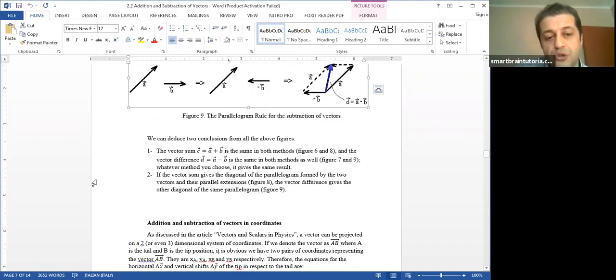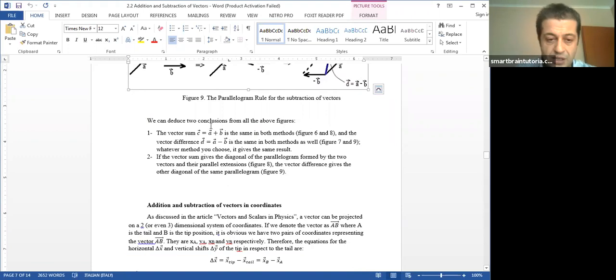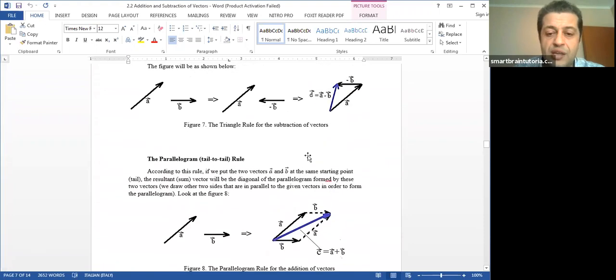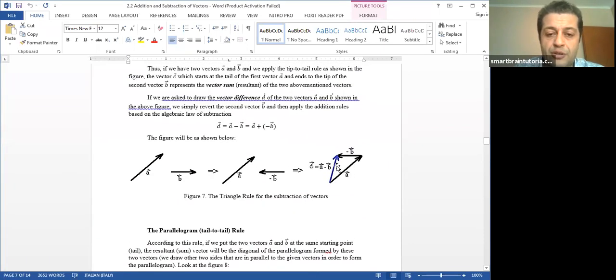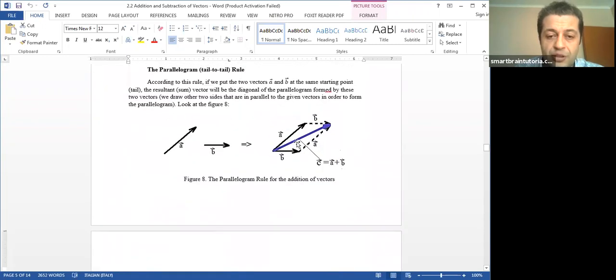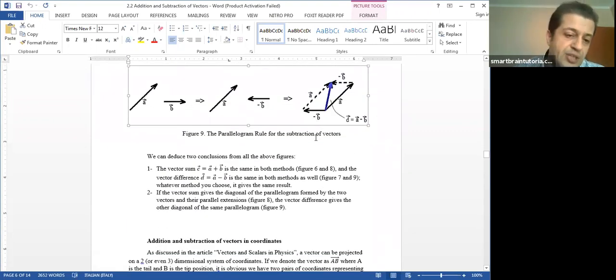So we can draw two conclusions from all the above figures. The vector sum a plus b is the same in both methods. Whatever method we use, either the triangle method here or the parallelogram method, we have the same vector. So whatever method we use, we obtain the same result.